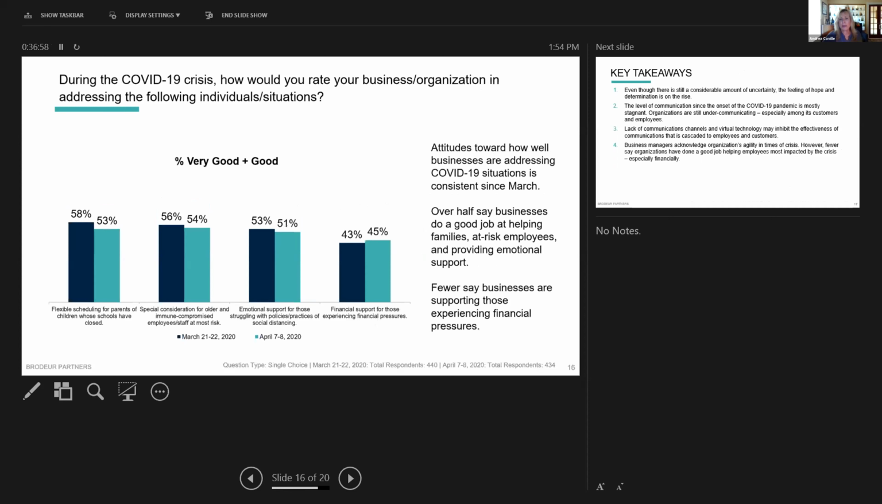Again, this is another point about how employees are much more impacted and worried about what's going to be going on with the economy. I think they feel that employers have done a great job with at-risk employees, certainly with some of the mental health benefits, but they're saying businesses aren't doing all they could be to help them on the financial side.